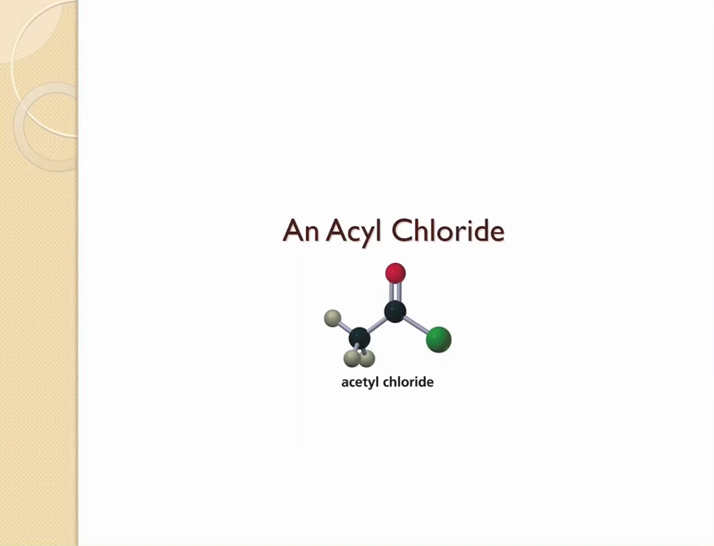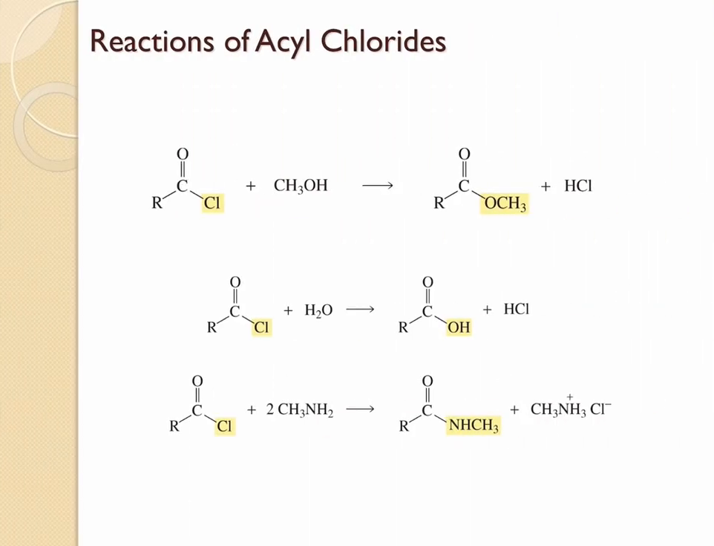Acyl chlorides. Acyl chlorides are more reactive carboxylic acid derivatives, and therefore they can be converted into other less reactive carboxylic acid derivatives. For example, they can react with alcohol to give us ester, with water to give us carboxylic acid, and with amine or ammonia to give us the amides. In the case of amines, we definitely have to take two equivalents of amine so as to proceed with the products.